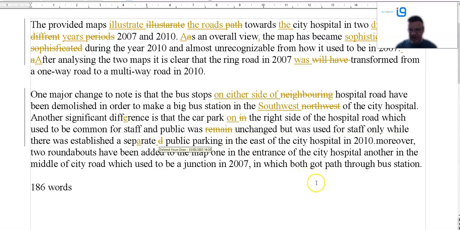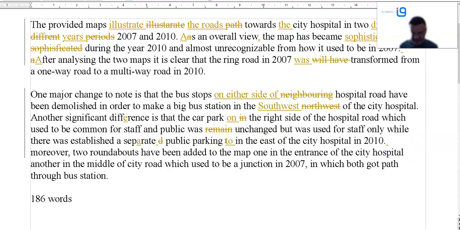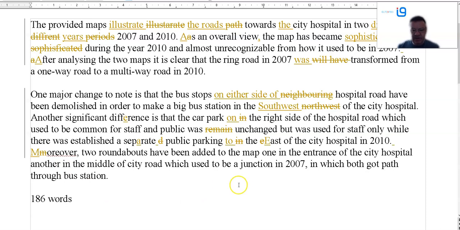Public parking in the east of the hospital in 2010. Or to the east, because it's not inside it, is it? It's kind of to the east. And you can capitalise north, south, east and west. Moreover, 2 roundabouts have been added to the map.